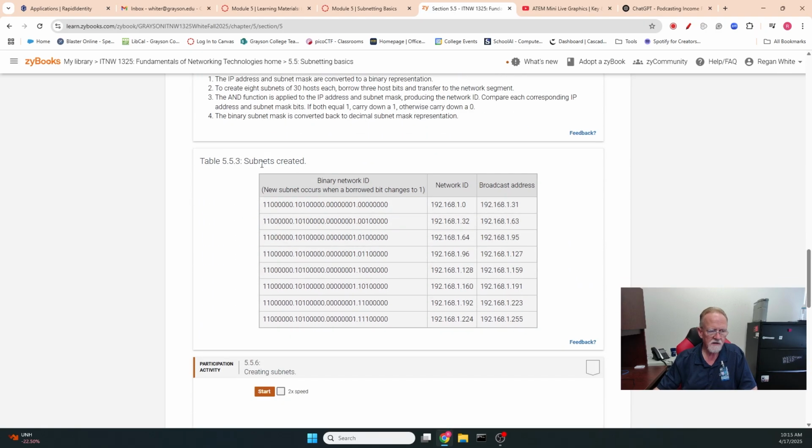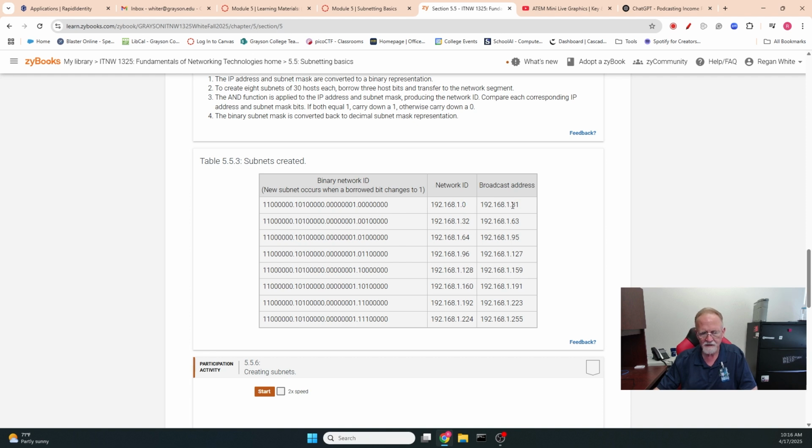Here's a table. These are the subnets that will be created based on how many bits you borrow. It also gives you the network ID and the broadcast address. Remember, you can't do anything with these 2 addresses. So the new subnet, what you're looking at here, is in binary. This is the network ID in binary. This would be 192.168.1.0, and that's the network address. And if we borrowed 3 bits, we're basically going to have 32 addresses in our range, but we can't use the first and last one.